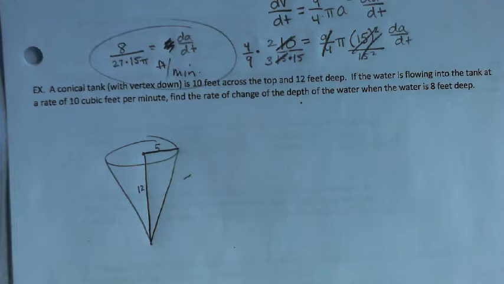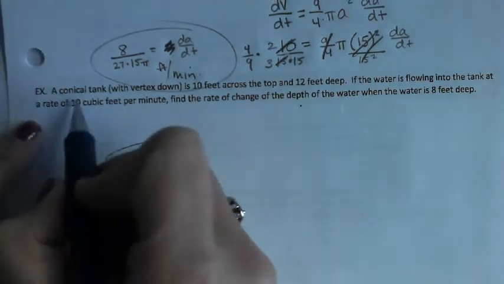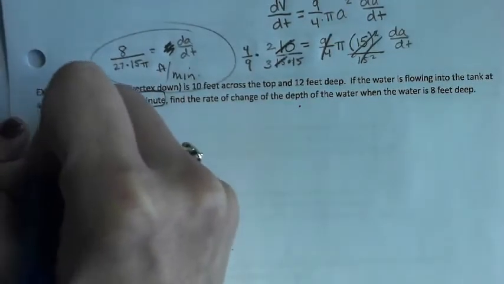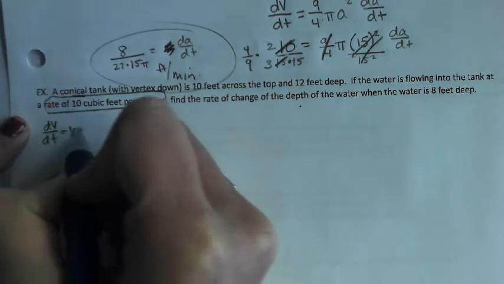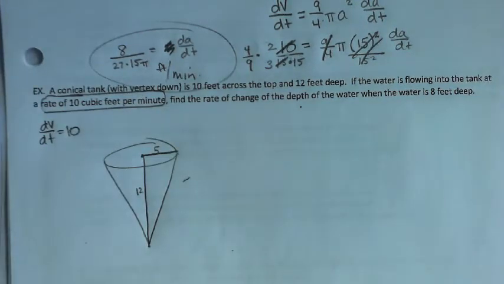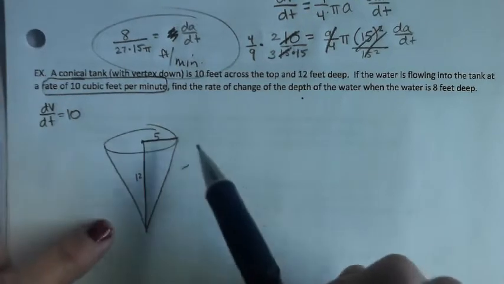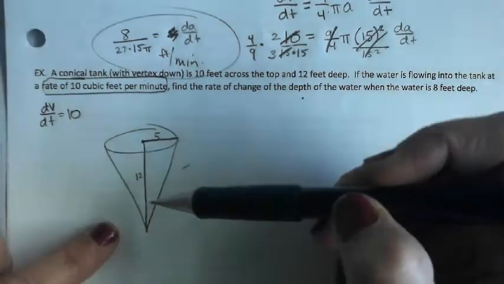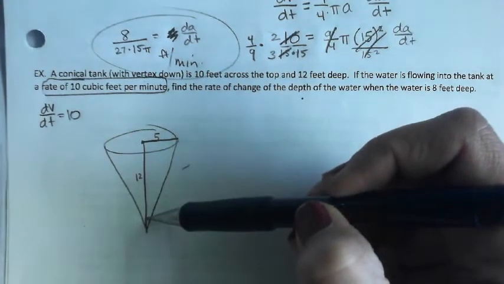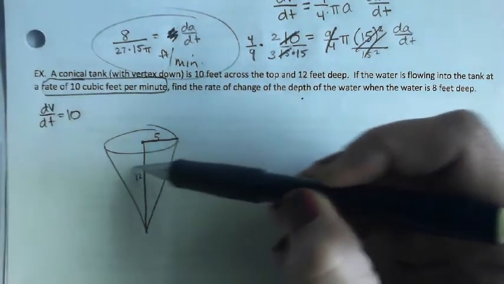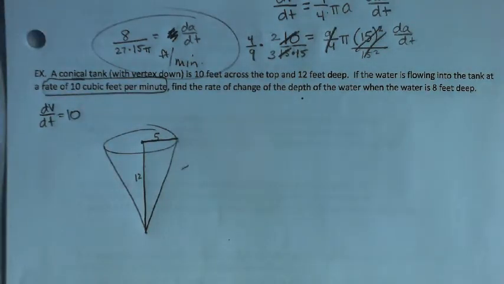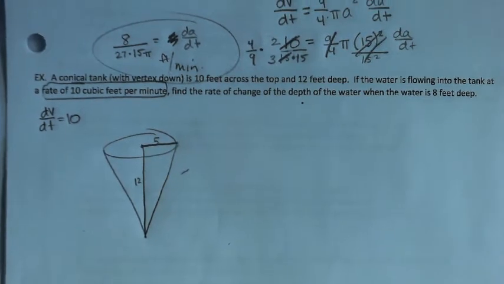If the water is flowing into the tank at a rate of 10 cubic feet per minute, that's dV dt, that's volume again. Find the rate of change of the depth of the water when the water is specifically 8 feet deep. So think about an empty tank, and this I think we can all wrap our head around. When you first start pouring, is the depth increasing slower or faster than it will later on when the cup is already halfway full? Faster in the beginning, right? Because there's less space. That's a good one to wrap your head around how the rate is changing. So specifically when the water is 8 feet deep.